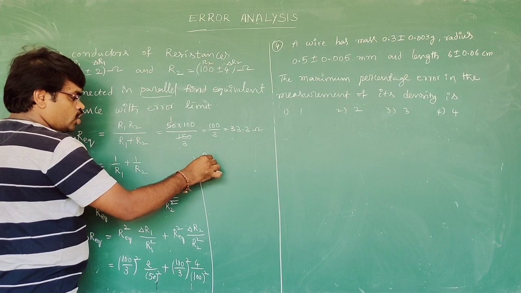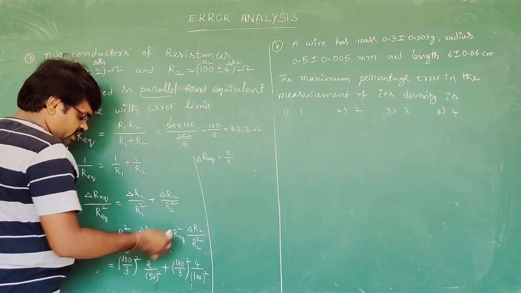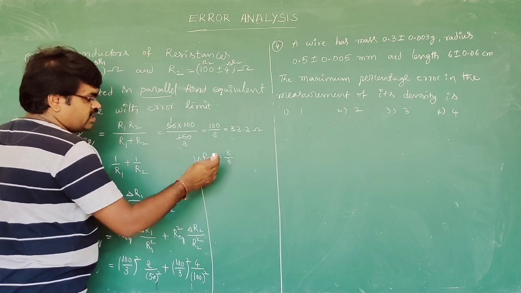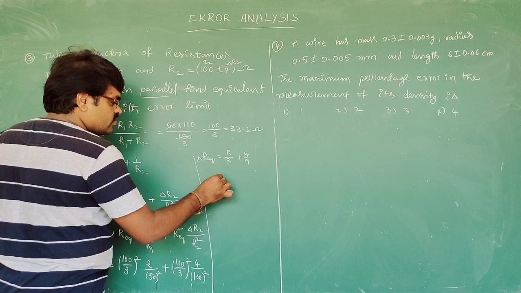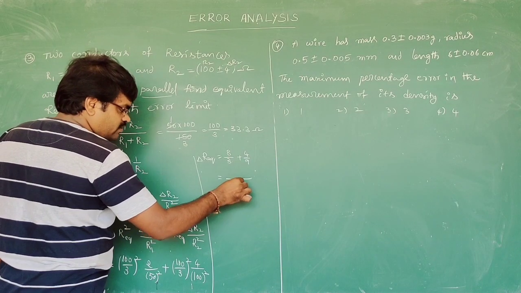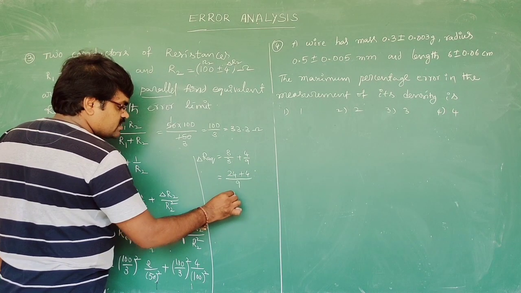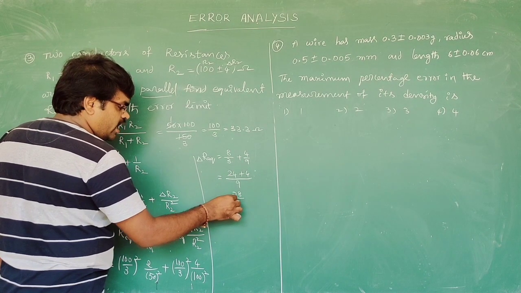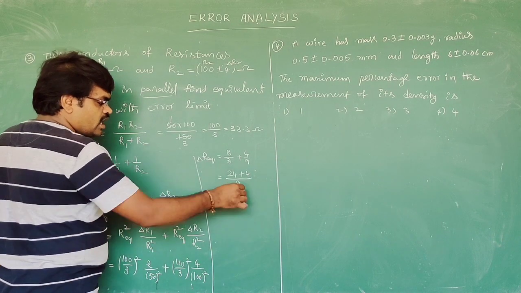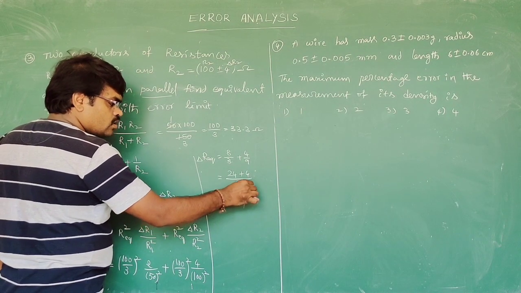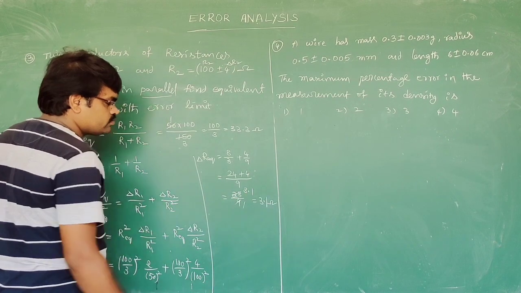Then delta Req is equal to 8 by 3. Calculating this we get 8 by 3 plus 4 by 9. Then take LCM, that is 9. 24 plus 4, that is 28 by 9. 9 ones, 9 threes are 27, that is we got 3.1 ohm.